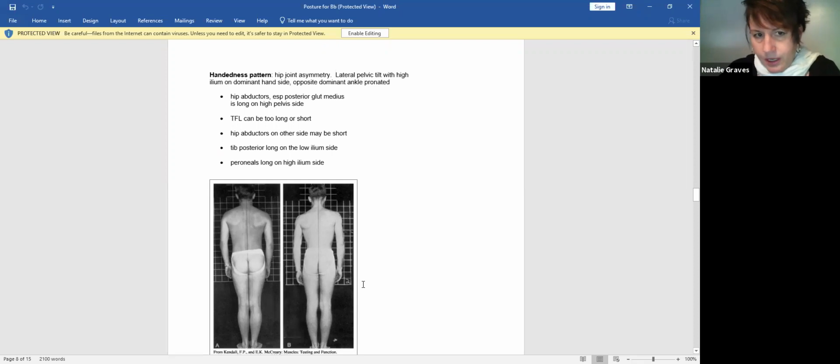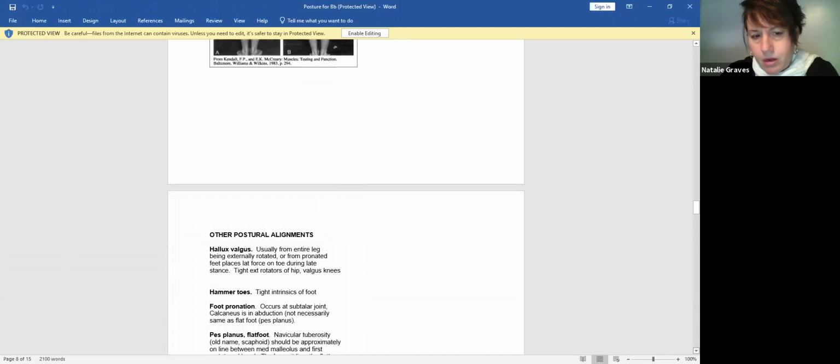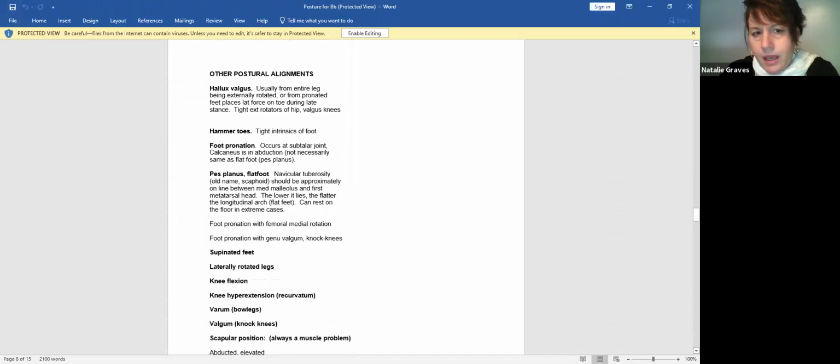So the handedness pattern can change the position of the pelvis and the spine, but as far as the general rule, as the way Kendall describes it, just in my personal background, it's not been quite as accurate as the other four postural types. And then we are going to look at other postural alignments.